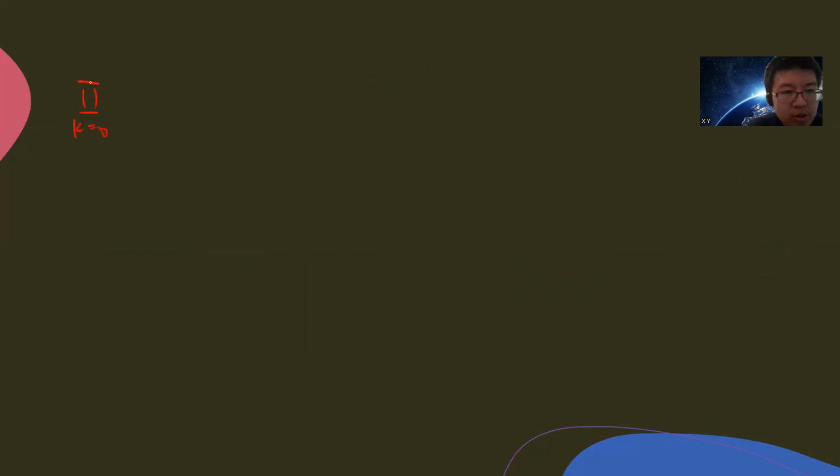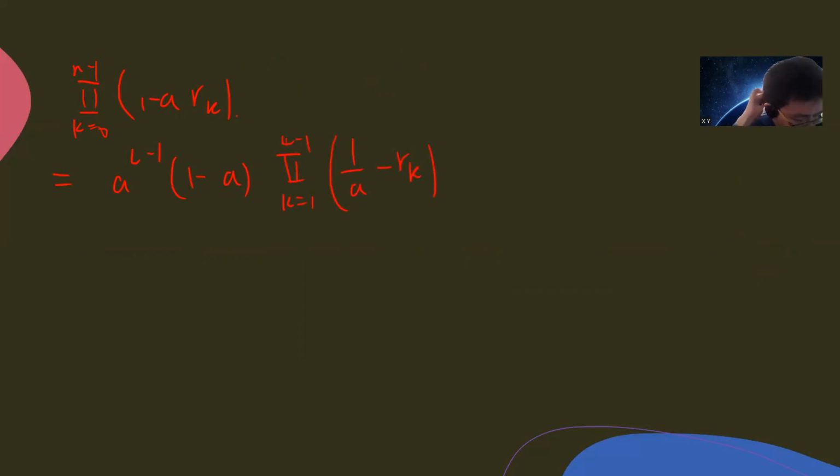So I can write this as the product over k from 1 to L minus 1 of 1 minus a r_k. Now I can express this as a to the L minus 1, taking out a from each of them, which becomes the product over k from 1 to L minus 1 of 1 over a minus r_k. What is this? This simply tells us that x to the L minus 1 is the product of x minus r_k, for k from 0 to L minus 1, where r_0 is 1.